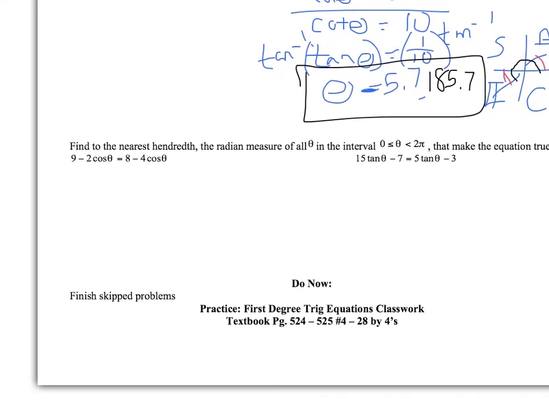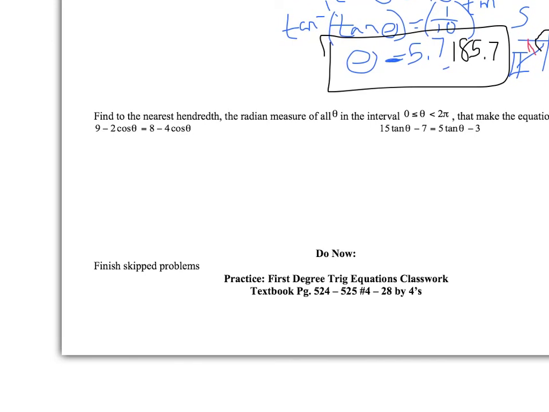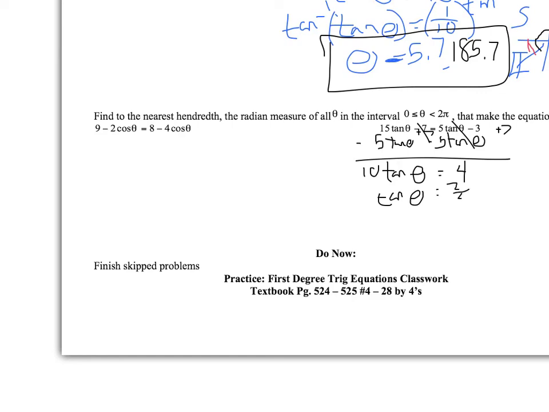And let's look at the ones in the bottom here. So I'm going to leave you guys the one on the left. That's an easier one, but I will do the one on the right so you can see how it works. Okay, so to solve this one, let's get our tans together and our numbers together. So subtract 5 tan theta and add the 7. So we'll have 10 tan theta equals 4. Divide by 10. Tan theta equals 2/5.